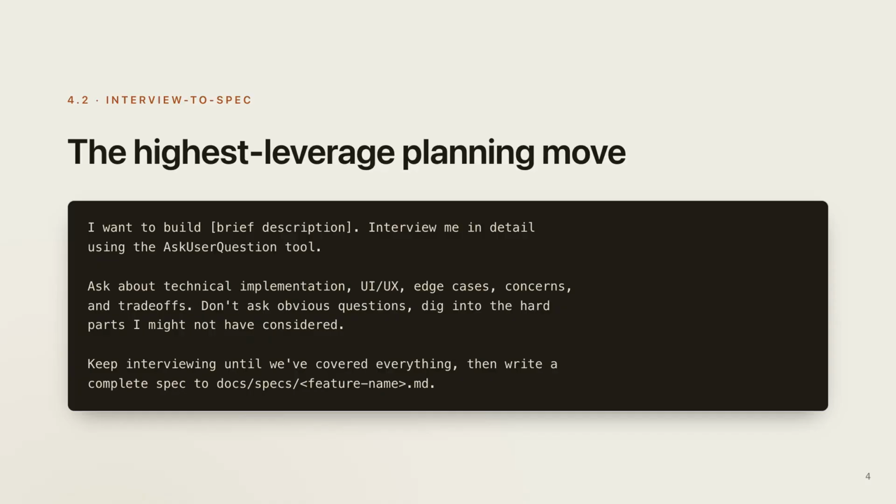The prompt template, almost verbatim, says, I want to build something. Interview me in detail using the Ask User Question tool. Ask about technical implementation, UI and UX, edge cases, concerns, and trade-offs. Do not ask obvious questions. Dig into the hard parts. Keep interviewing until we have covered everything. Then write a complete spec to docs/spec/featurename.md. Paste that into a fresh session with whatever rough brief you have.